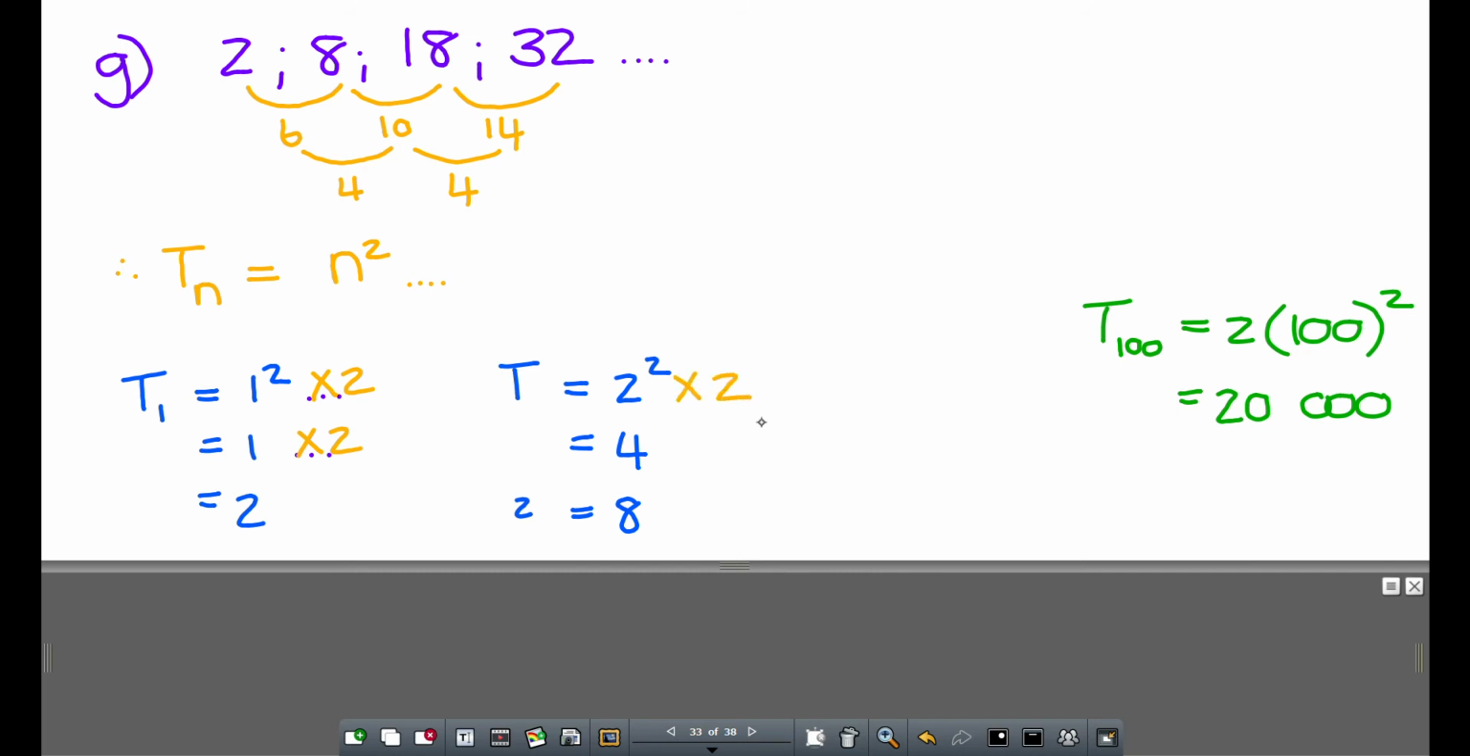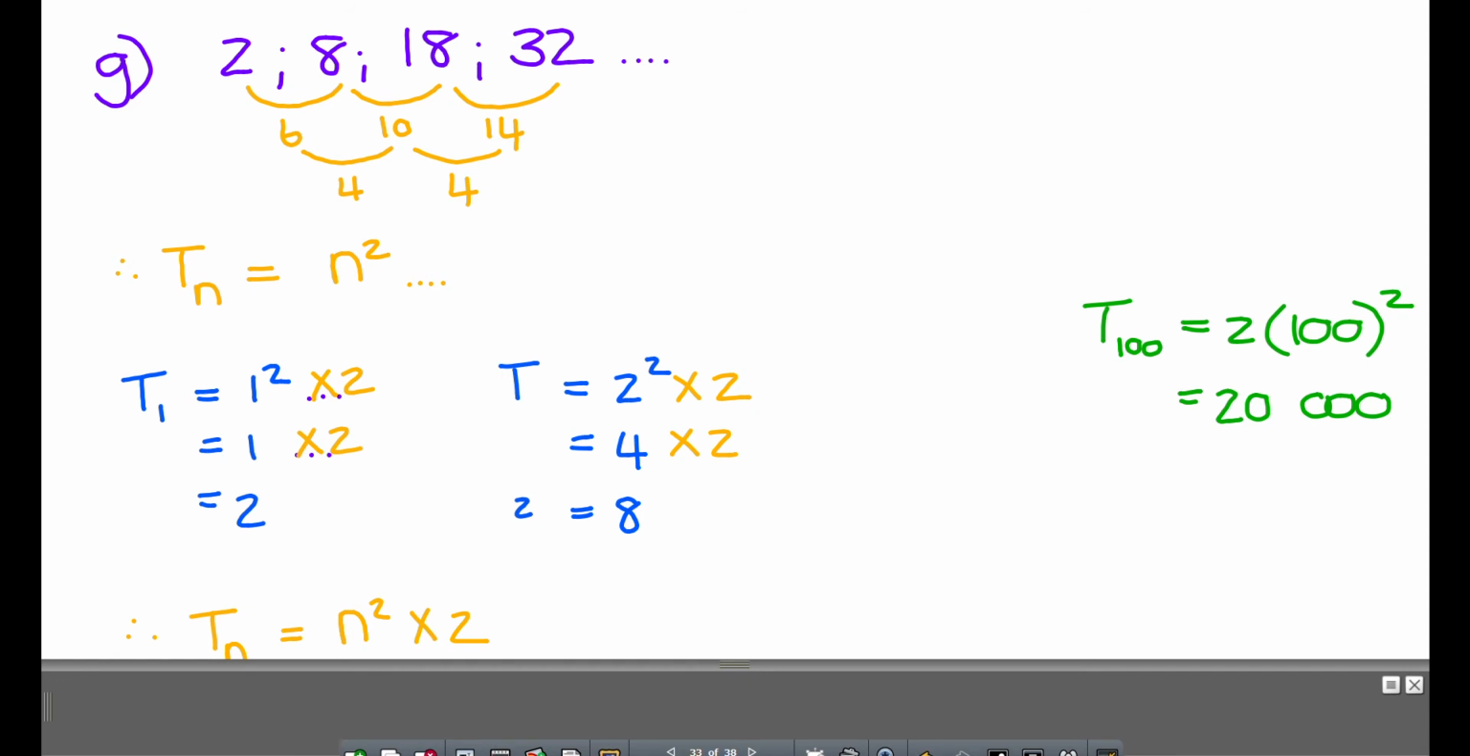Do you guys understand? So if you can't see it at term 1, write out what it's doing at term 2 and 3, and then you'll start seeing a pattern. Okay. Right, so because we're multiplying with 2, term n is equal to n squared times 2.